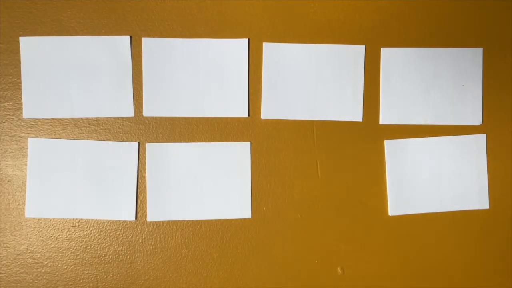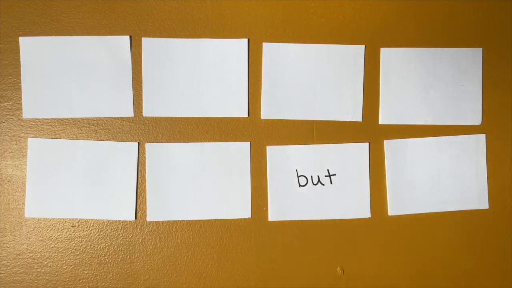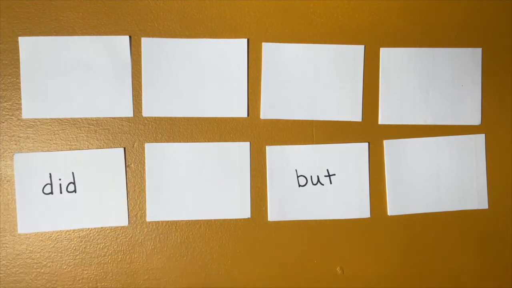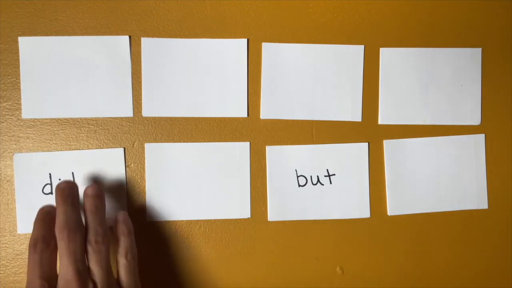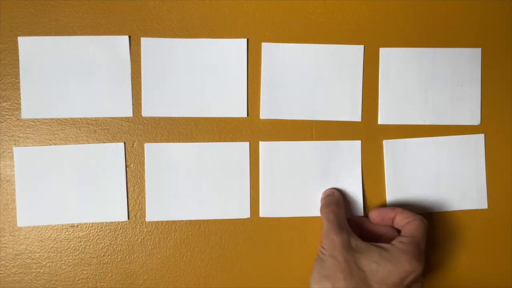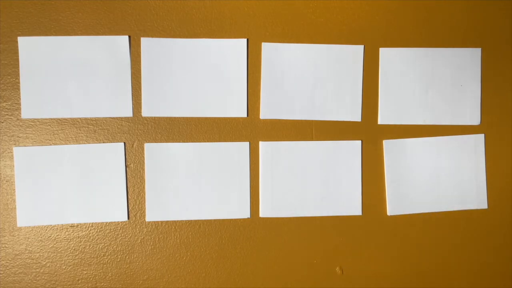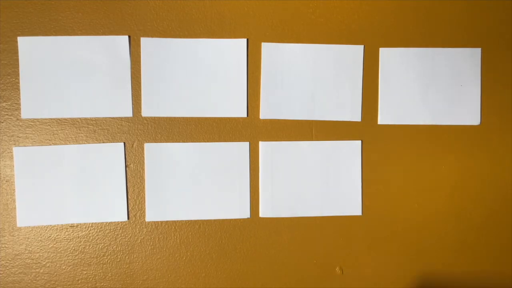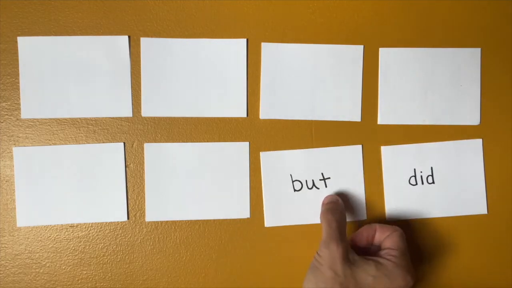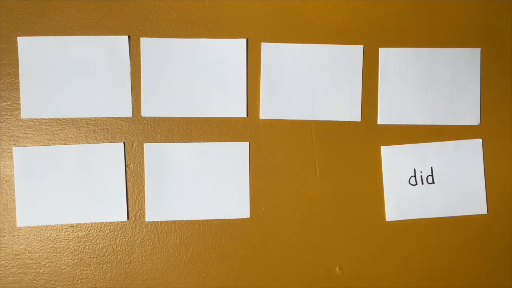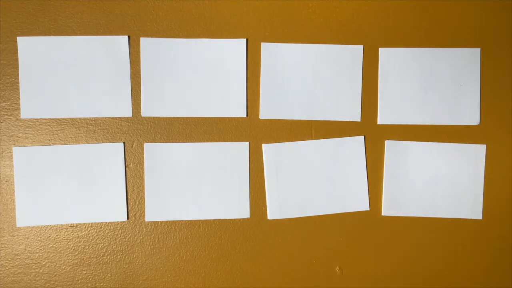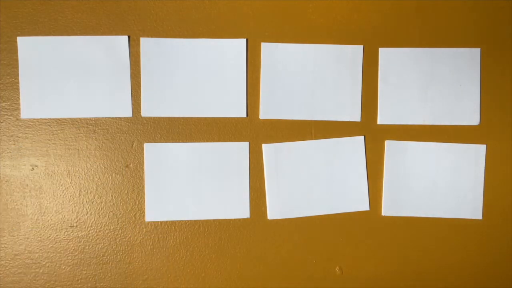Okay, so player 1 flips over a card. They say the word that they see, so but and did, clearly not a match. So after saying both of the words, we'll flip them back over, upside down, and it would be player 2's turn. Player number 2 would flip a card and say that word, did. Second card is but. Obviously, but and did are not a match. So player 2 flips both cards back over. It becomes player 1's turn again.